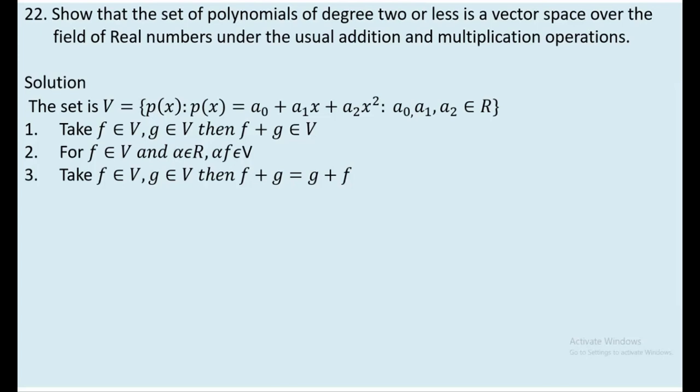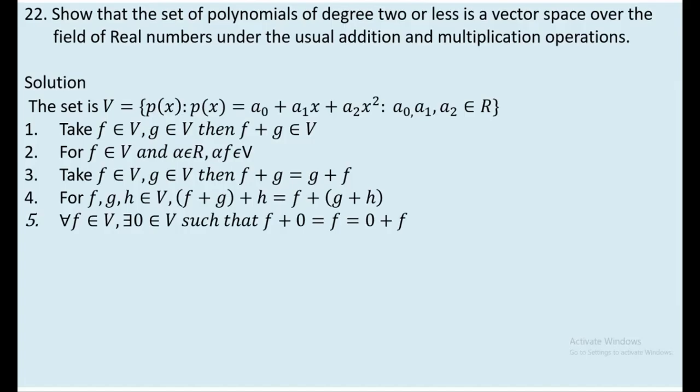Coming to the third, take two arbitrary elements from V, two functions f and g. The third assures whether the elements inside V have the commutative property or not. Obviously we know that f plus g is the same as g plus f, the sum of two functions, so commutativity holds true. The fourth is the case where the associativity property holds true. Take three arbitrary functions f, g, and h, which are polynomials. Then (f + g) + h is the same as f + (g + h). It is true because addition has the associative property on functions.